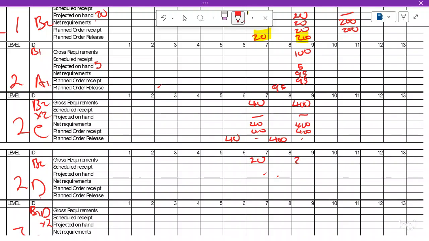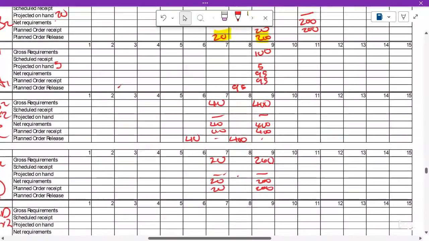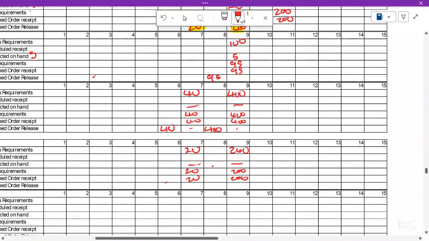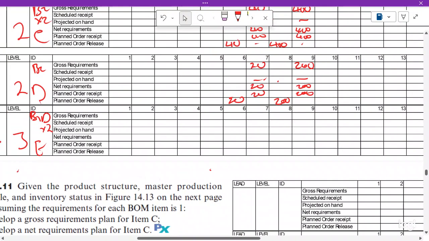20 and 200. Sharp. With nothing on hand, I still remember that part again. And then 20, 20, 200, 200. I want to check the lead time because I'm making mistakes. That is 20 after 1 week, 200 after 1 week. Then the most interesting one comes from B1 and comes from D. But for D, it becomes times 2.